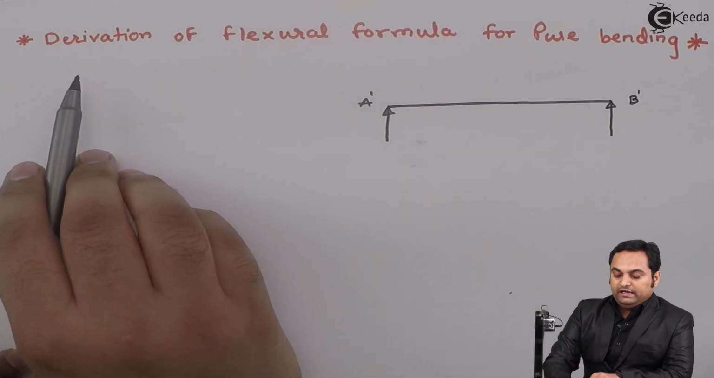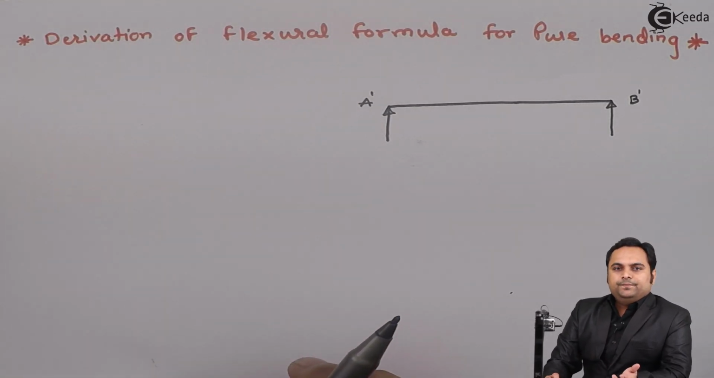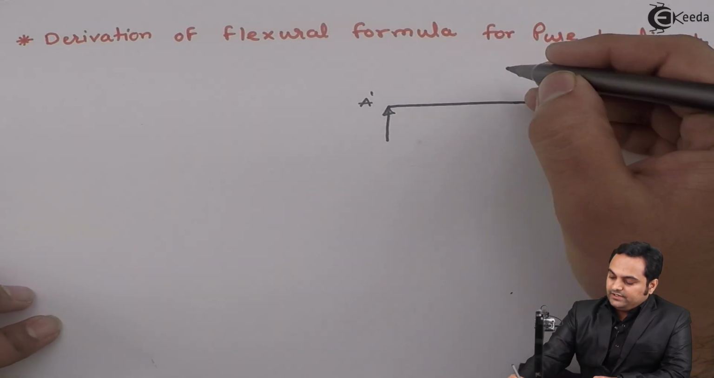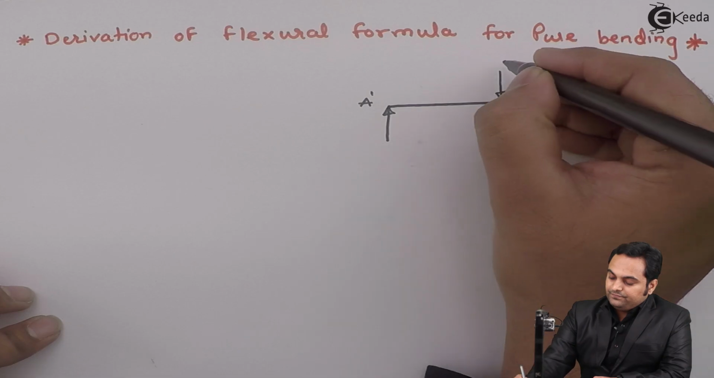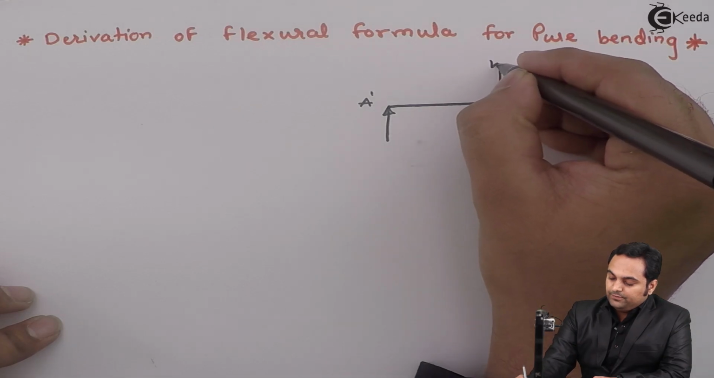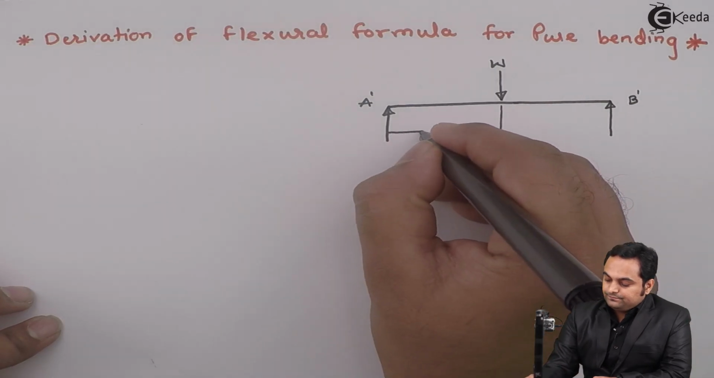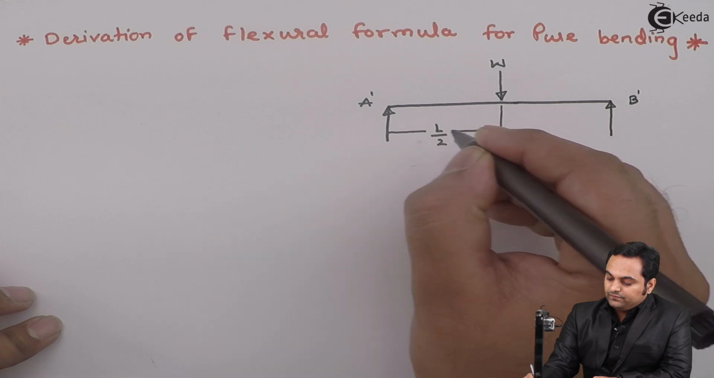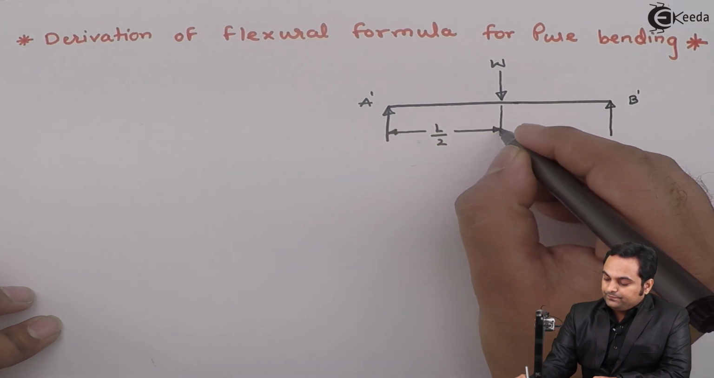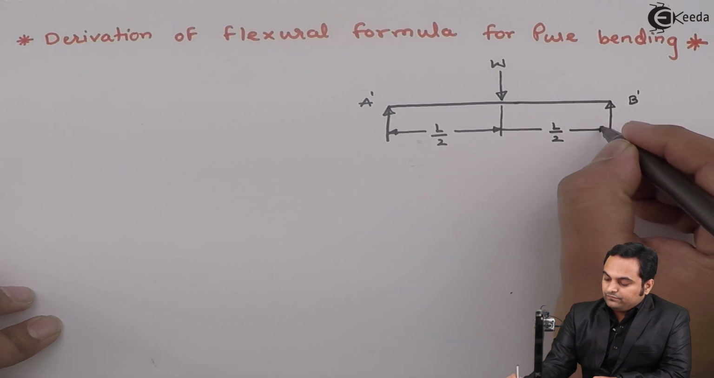Now when we are deriving the flexural formula, the bending formula, here I will assume on this beam there is a point load W acting at the center. So the distance is L by 2 from A and L by 2 from B.